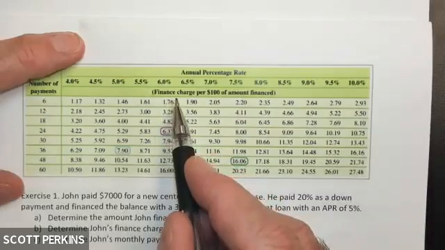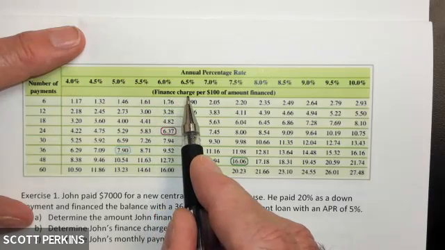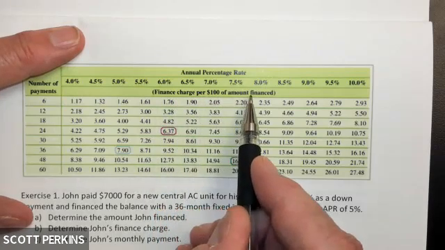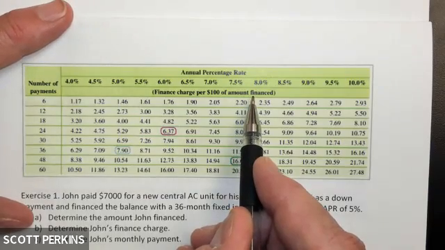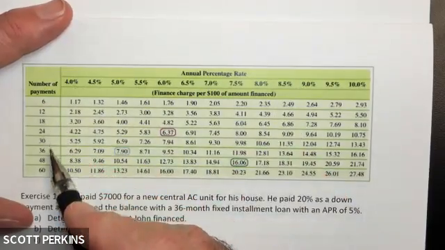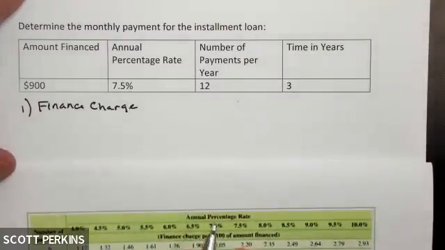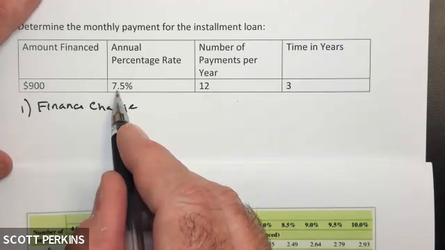And remember, this table reads the following way. This is the amount of finance charge for every $100 that is being financed. And you need two bits of information to figure it out. You need a percent, and you need the number of payments. Okay, so let's look at our problem. We've got a percent, 7.5%.